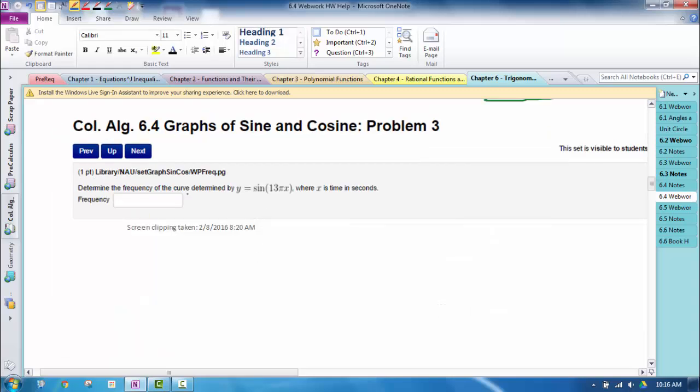Okay, the next problem wants us to determine the frequency of this. Now, the period we know is 2 pi over b. That's on our formula sheet. So in this case, my period is 2 pi over 13 pi, which the pi's cancel and I get 2 over 13 for my period.